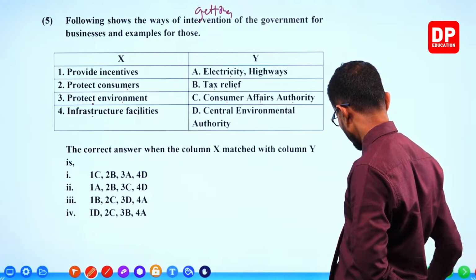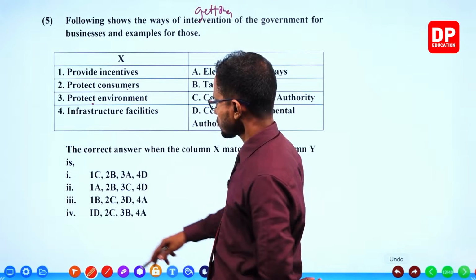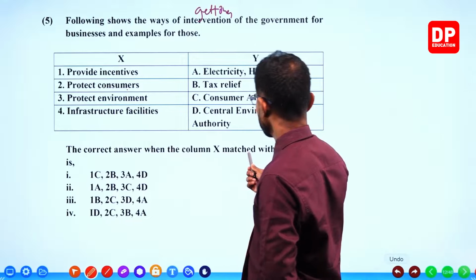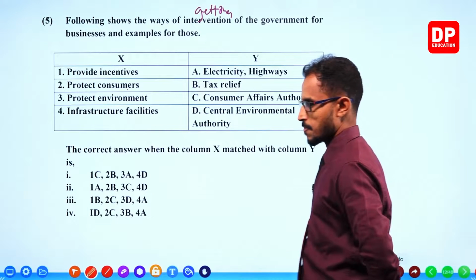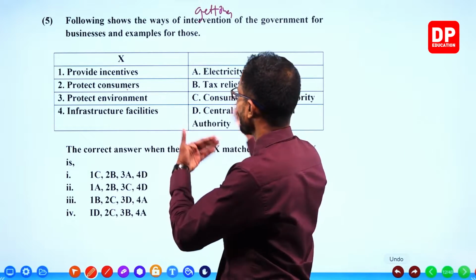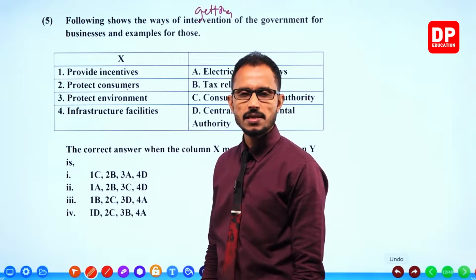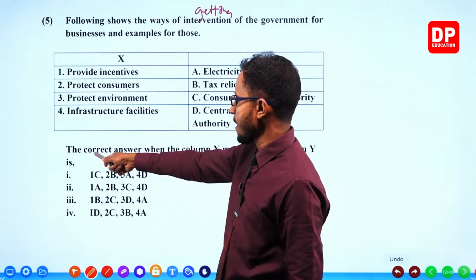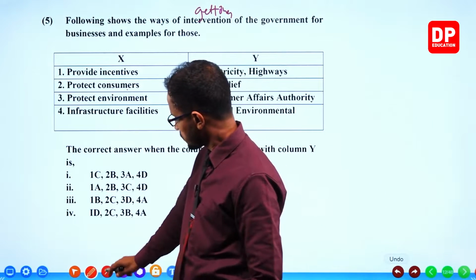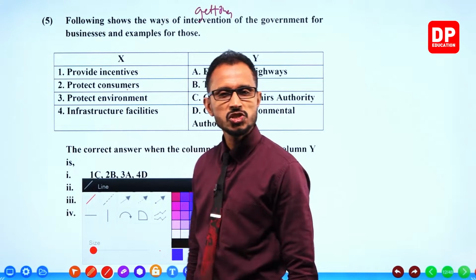Okay. What is the question now? The correct answer when the column X is matched with column Y. Well, if you get a table like this with column X and Y or column A and B, probably you have to match them. And they're asking the correct answer when the column X is matched with column Y. Let's match.